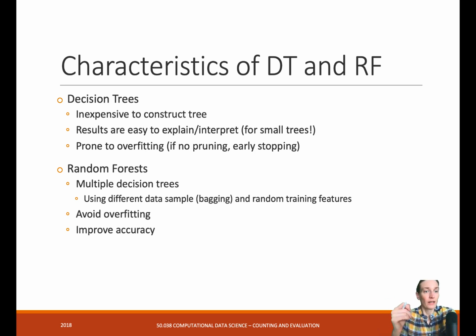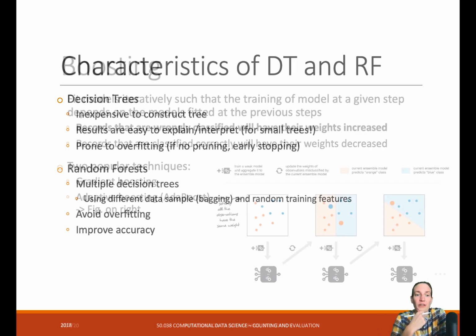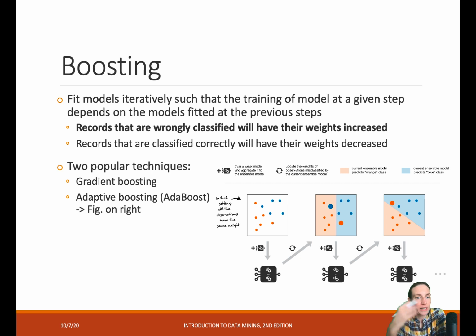Boosting. In boosting, we fit models iteratively, such that the training of a model at a given step depends on the models fitted at the previous step. What does that mean? Records or instances in our dataset that are wrongly classified will have their weights increased, and records that are classified correctly will have their weights decreased. Isn't that interesting?